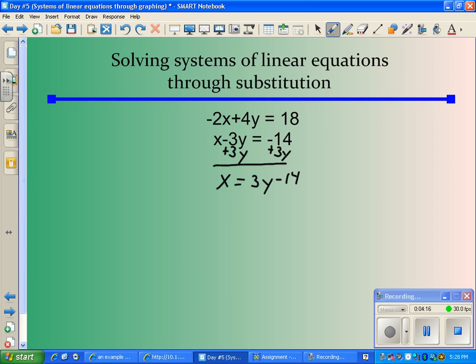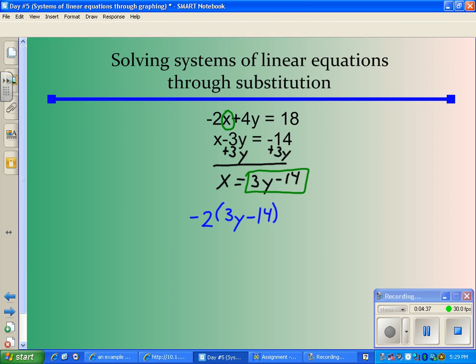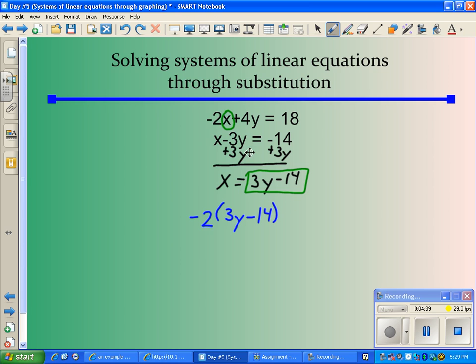If we know what x equals, we can replace that in the other equation for x. So I'm going to write this equation, but I'm going to plug in what x equals. So remember, with parentheses, that is important. Okay, so negative 2 times our x value plus 4y equals 18, because nothing else changes yet. Okay, so I'm going to multiply that negative 2 all the way across.